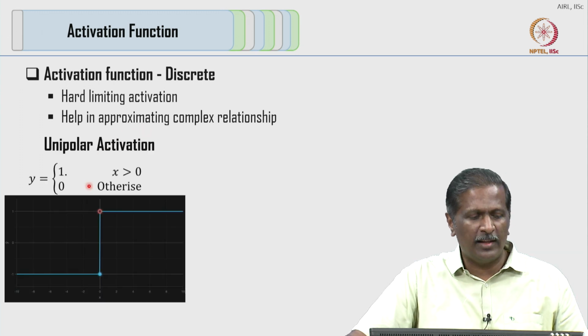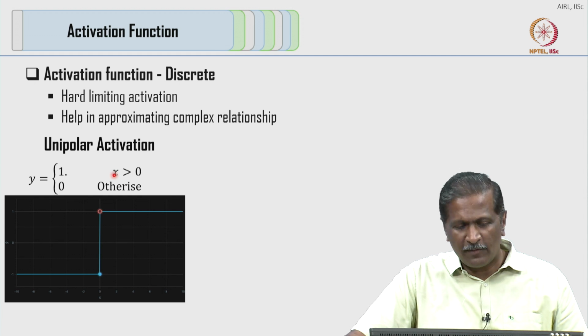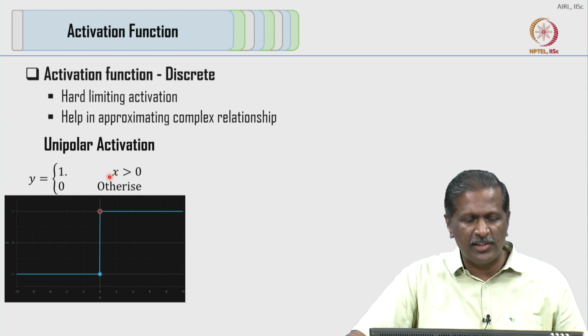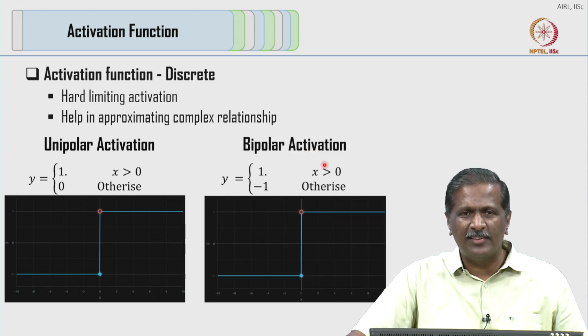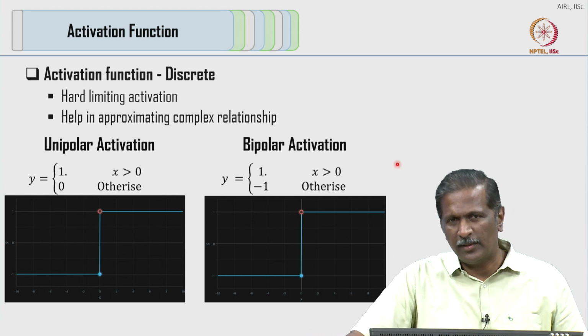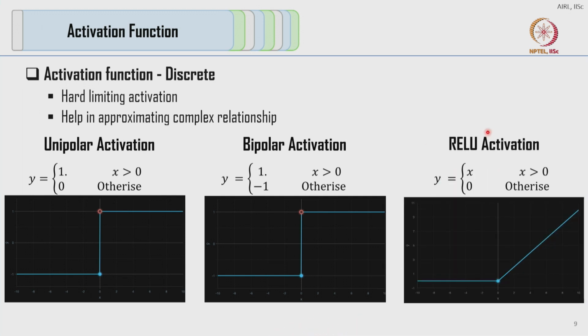For example, unipolar: whenever x, where x here is the activation potential, is greater than 0, it is 1, otherwise 0. You can have a bipolar activation function: when the activation potential is greater than 0 it is 1, otherwise it is minus 1. You have 1 and 0 or 1 and minus 1. You can have a ReLU function. Whenever x is greater than 0 you can call it x, but this does not come under discrete, it is just for your understanding, otherwise it is 0.